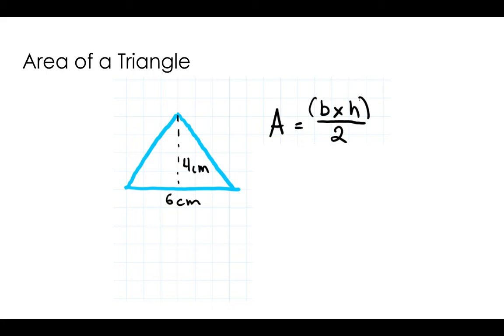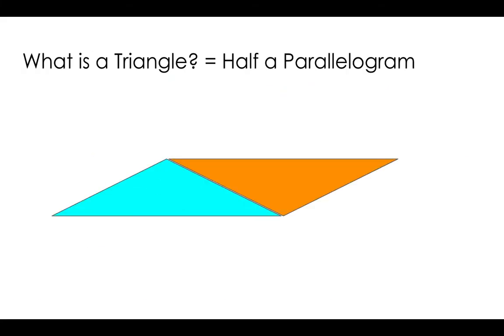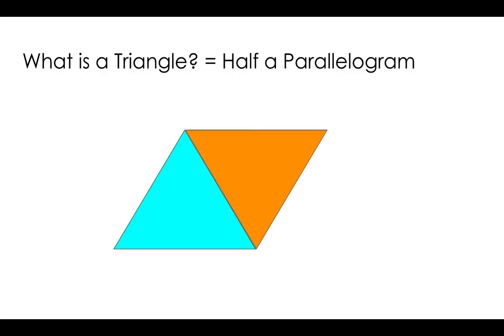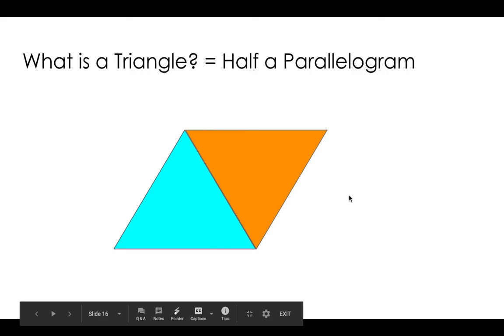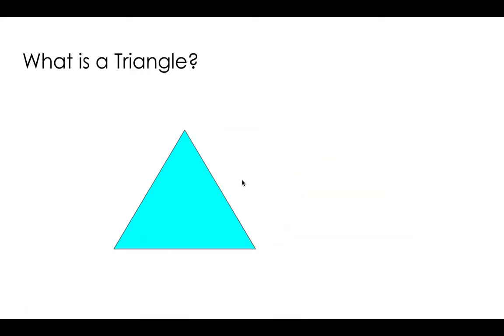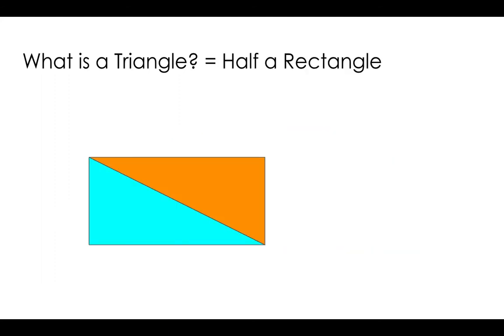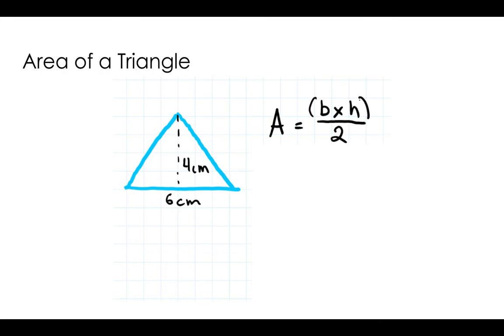Now notice base times height is in brackets there. That means that I have to do that first in my order of operations. And this makes sense because base times height is a parallelogram. Let me go back. Here's my parallelogram. If I did base times height, I would get too much area. This would be too big. So what I need to do is divide it by 2, and then I get only my triangle. Let's go back here. So area equals the base times the height, our parallelogram, all divided by 2.